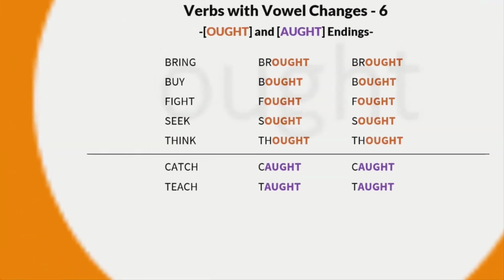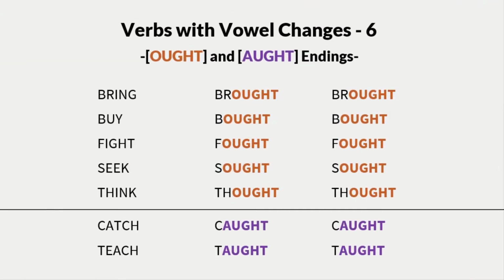All right, so let's move on to our sixth group, dealing with ought and aught endings. So the top half, these are groups with ought, O-U-G-H-T. So let's drill those. Bring, brought, have brought. Buy, bought, have bought. Fight, fought, have fought. Seek, sought, have sought. Think, thought, have thought.